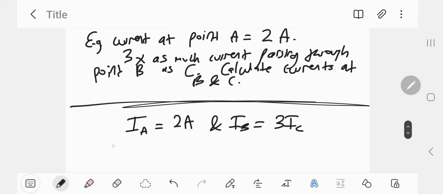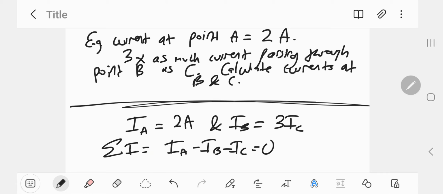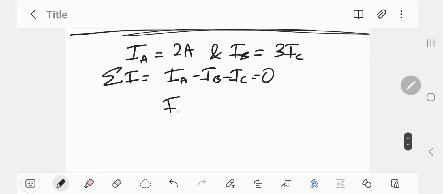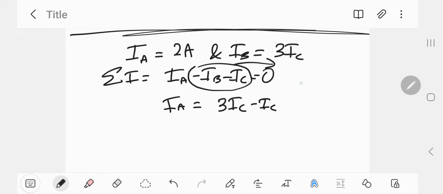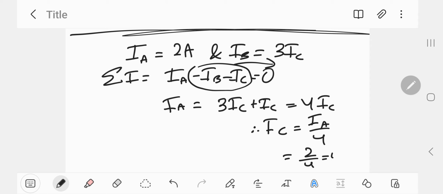So let's use Kirchhoff's current law. The sum of all currents is IA minus IB minus IC, which is 0. So IA is basically 3IC plus IC, because I took these two over. Now 3IC plus IC, mathematically, is just 4IC. Think of it as like 3x plus x. Therefore, the current through C is just the current through A divided by 4, which is 2 divided by 4, so we get half an amp flowing through point C.